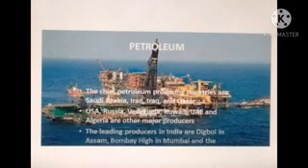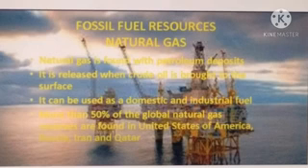The chief petroleum producing countries are Saudi Arabia, Iran, Iraq and Qatar. The other major producers are USA, Russia, Venezuela, Kuwait, UAE and Algeria. The leading producers in India are Digboi in Assam, Bombay High in Mumbai and the deltas of Krishna and Godavari rivers.